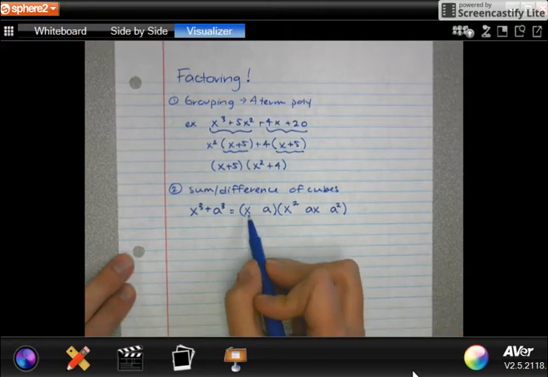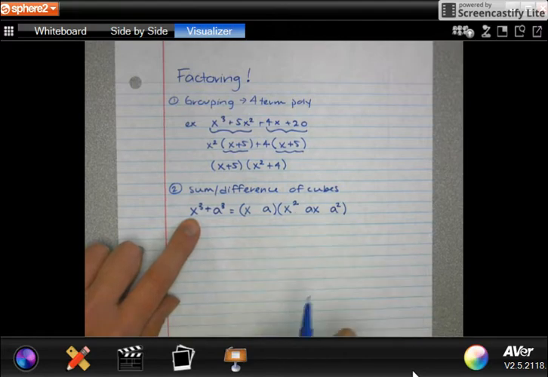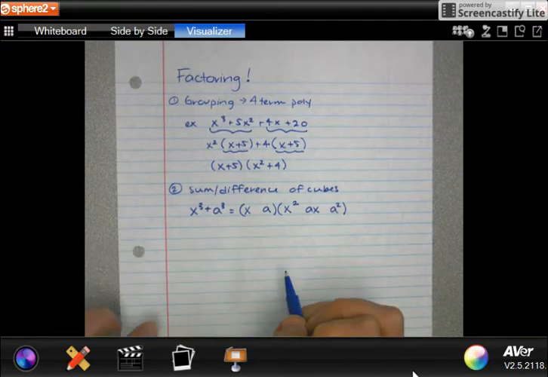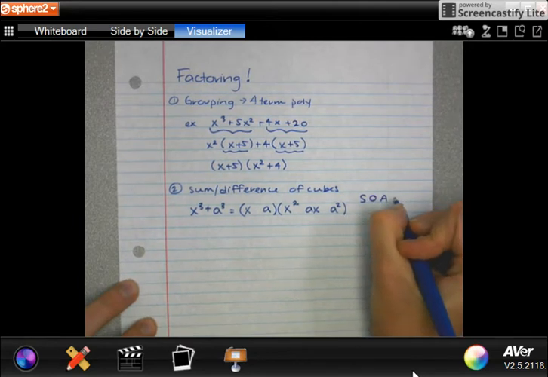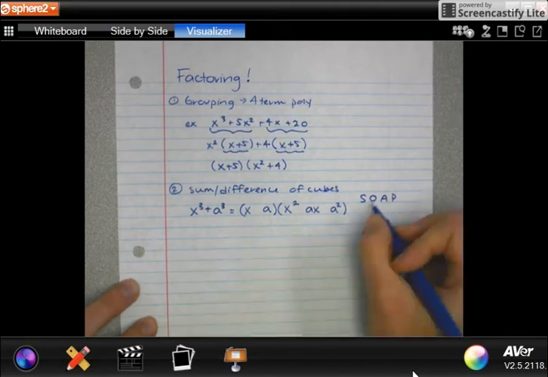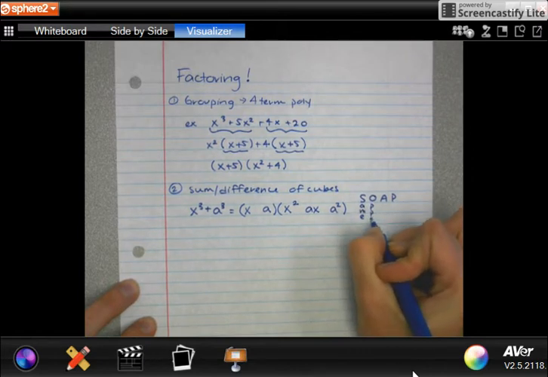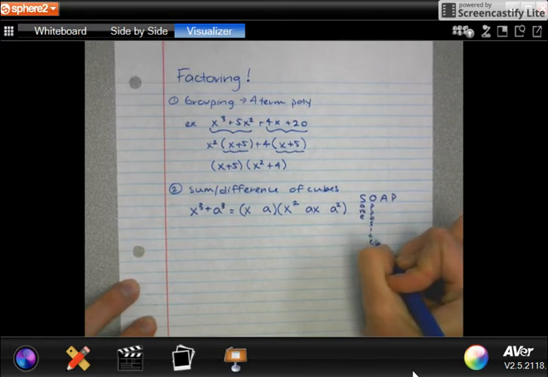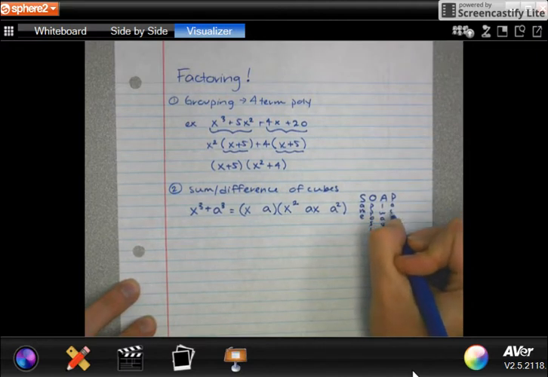So from here, I automatically go x, a, x squared, ax, a squared. Then I'm going to fill in the signs using SOAP. SOAP stands for same, opposite, always positive.